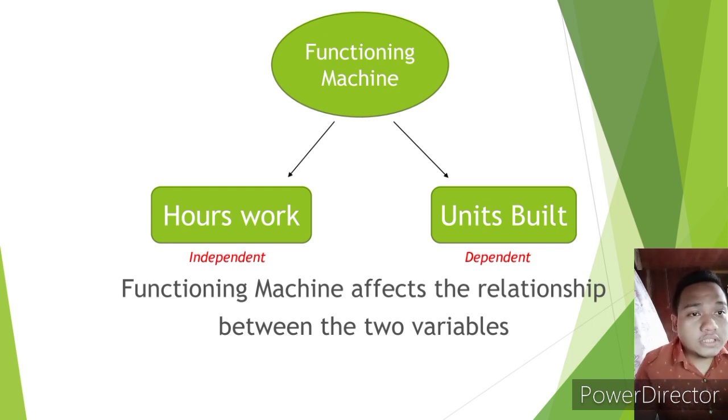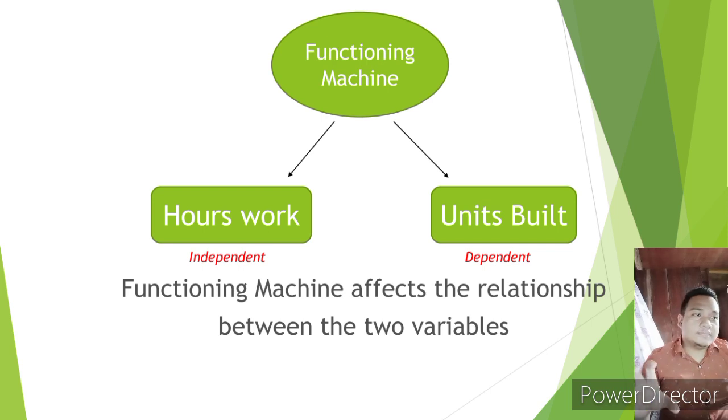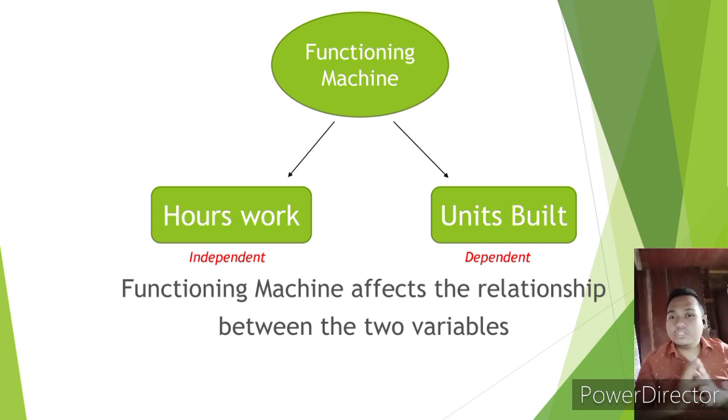There is a key factor between them. The moderator of that one is the machine that is functioning in the factory. So that is the moderator variable among the three. The cause is the hours of work, the effect is the units built, and the moderator of the two is the functioning machine. Okay, so the functioning machine affects the relationship between the two variables.